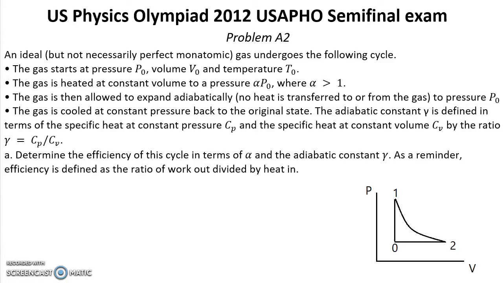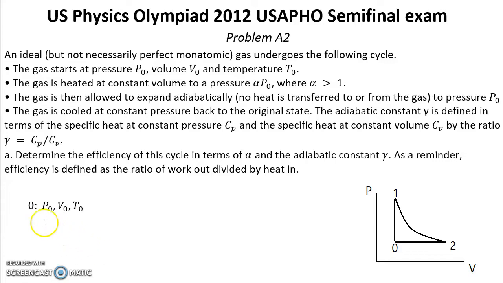Solution. As we can see on this PV diagram, we have an isochoric process from point 0 to point 1. After that we have adiabatic expansion from point 1 to point 2. And after that we have isobaric compression from point 2 to point 0. Now let's count all these parameters P, V, T for each point.